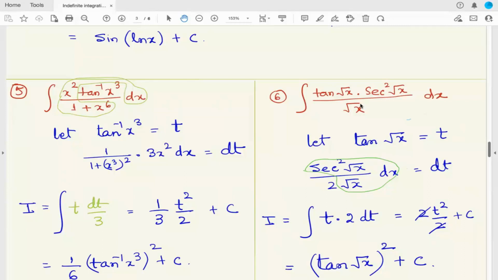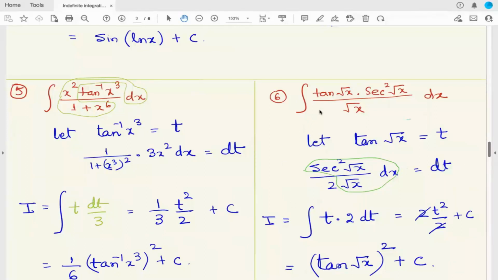And now move on. Now differentiate this function, tan root x, with the chain rule. First differentiate this function with respect to root x, so we get sec square root x, and when we differentiate root x with respect to x, we get 1 by 2 root x, and dx is equal to dt. So by chain rule, the differentiation is sec square root x, and the differentiation of root x is 1 by 2 root x, dx is equal to dt.